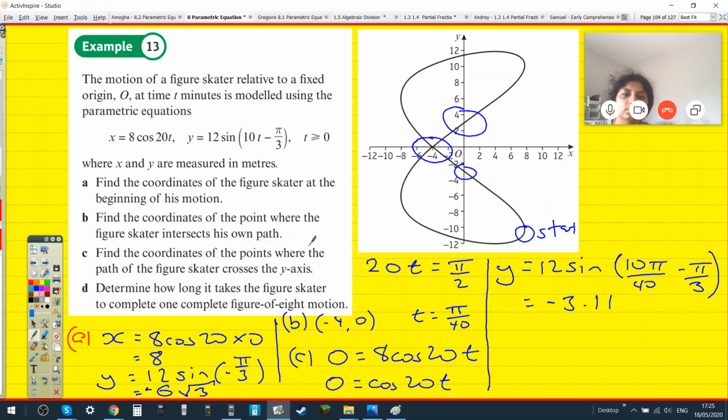Hang on. Find the coordinates where the path crosses the y-axis. Yeah, that's what we did. So that's when x is 0. And find the coordinates of the point where the skater intersects his own path. So you have to find all of them, I suppose. Yeah, but I don't know how to find the second one.